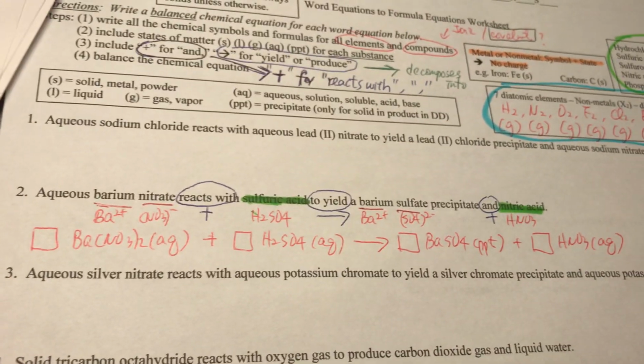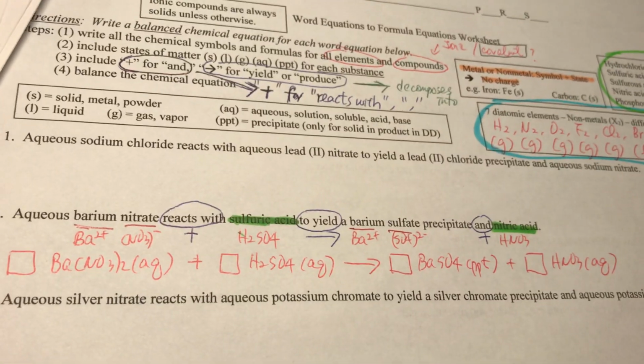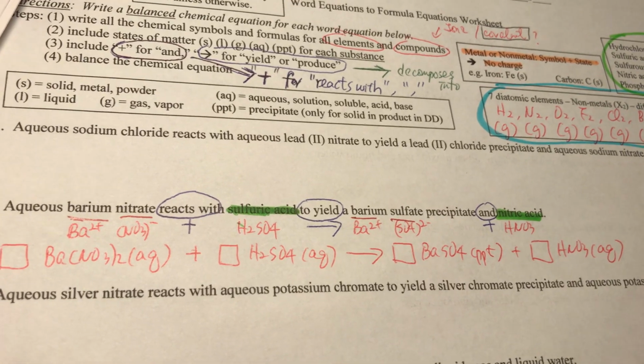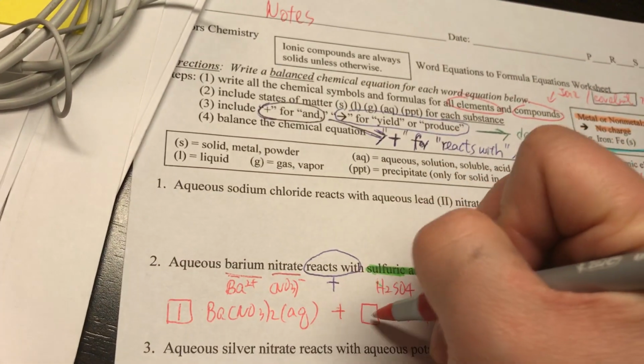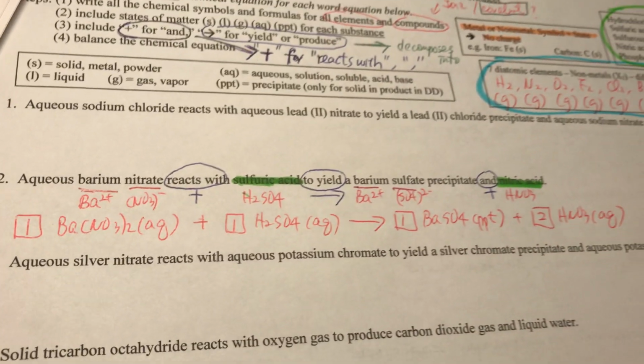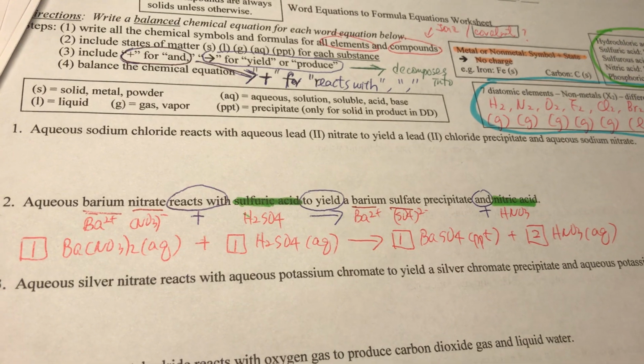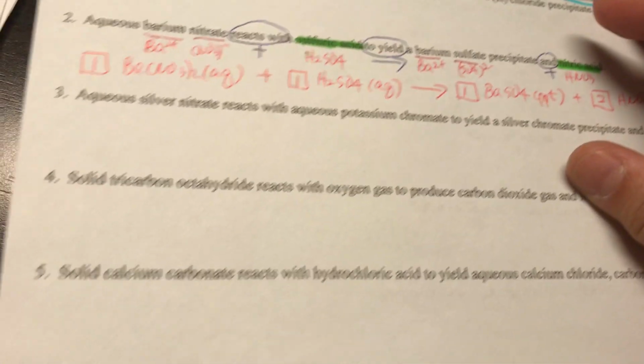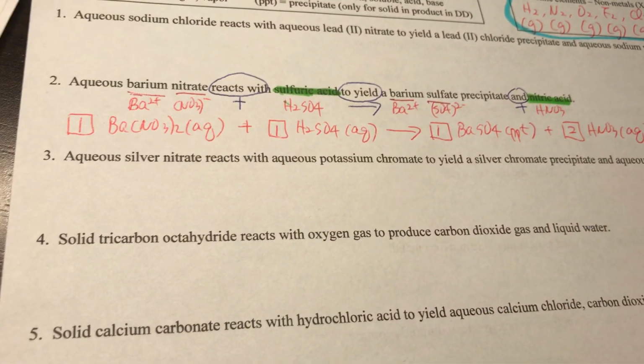Okay, so we have this unbalanced equation. Okay, we write it out. After we balance it, I'm not going to repeat the balancing, but after we balance it, we will get this answer: 1, 1, 1, 2. All right. Now I'm going to do number 4.